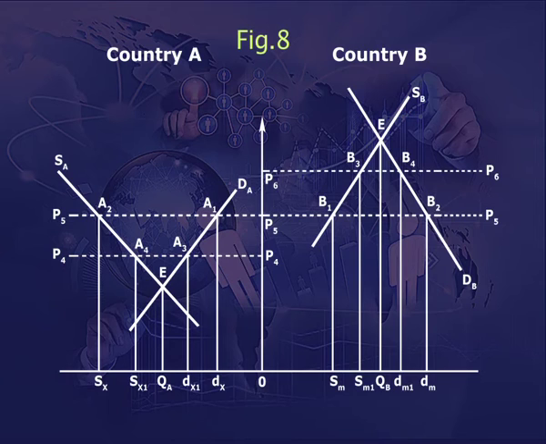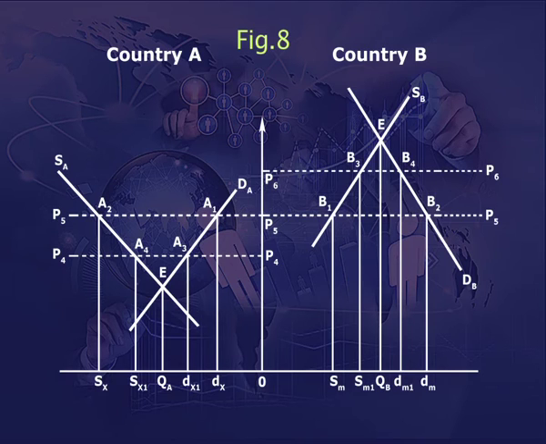Country A produces OSX1, consumes ODX1 and exports DX1 minus SX1. On the other side, in country B, the price line is P6, which cuts its SB and DB curves at B3 and B4 points respectively. Country B produces OSM1, imports SM1 minus DM1, which is just equal to DX1 minus SX1, and consumes ODM1.